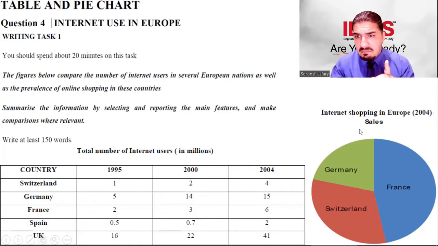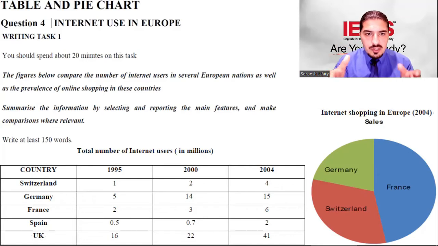We have a pie chart here. Pie charts are always easy. You can always come up with sentences from a pie chart. And we have another chart here: Switzerland, Germany, France, Spain, and the UK, the years and the numbers. Very good. So I assume that most of the information we should get from this chart because it has most of the information, and at the same time, maybe a couple of sentences, or maybe a sentence, a full sentence loaded with reported speech to address the second chart, which is the pie chart. Very nice. So let's look at the possible answers for this.